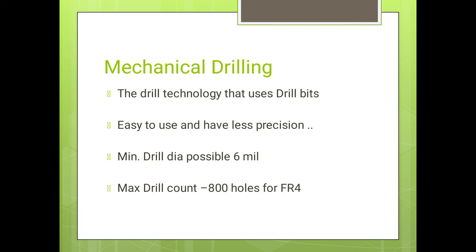For example, if you take a drill bit of size 1 mm, the hole diameter after drilling will always be approximately 15 microns less. With mechanical drill bits, we can drill a maximum of 6 mm. These drill bits also have a shelf life, or run-out time. If you are drilling on FR4, we can drill up to 800 holes. If you are drilling on PTFE, polytetrafluoroethylene, you can drill around 300 to 350 holes.